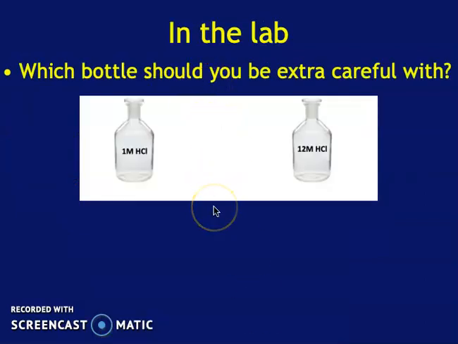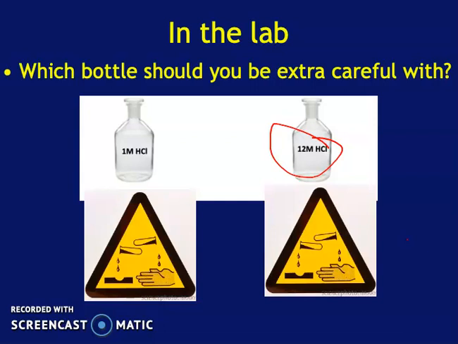So in the lab, which bottle do you think you should be extra careful with? Here I have 1 molar HCl, here I have 12 molar HCl. Moles to a chemist just means concentration. So which do you think you should be afraid of? So logic would say this bigger number. I should be afraid of 12 without a shadow of a doubt. But actually, in reality, both of these things would come with this symbol. They are both corrosive. They will both leave burns. 12 molar will be way, way better at giving you burns, but 1 molar will leave you with some burns as well. So that's why pH is really important.